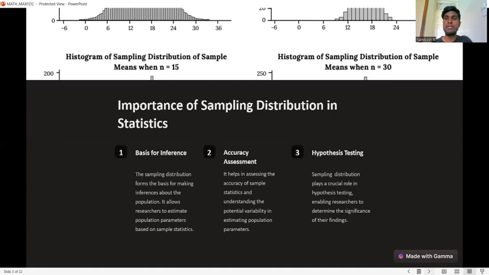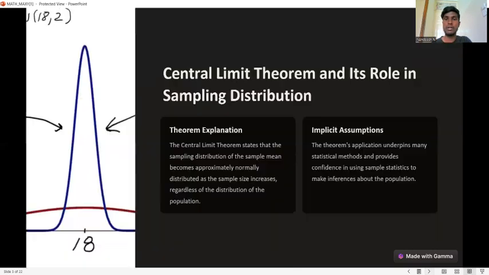Hypothesis testing: the sampling distribution plays a crucial role in hypothesis testing, enabling researchers to determine the significance of their findings. Central limit theorem.